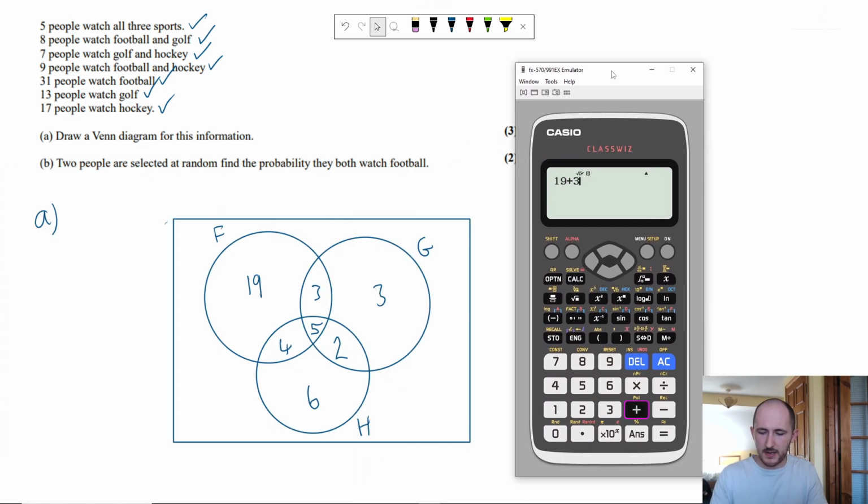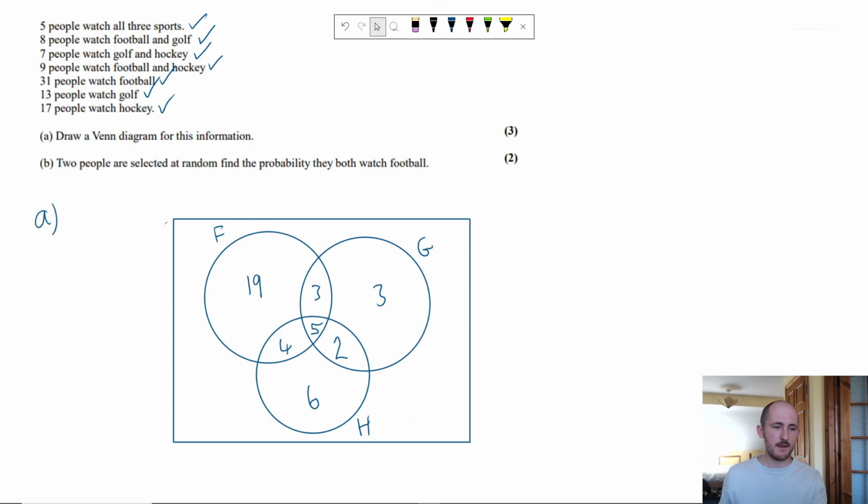19 plus 3 plus 4 plus 5. Whoops. So that's football. Plus 3, 2, and 6 for the others. So it's 3 plus 2 plus 6. Gives me 42. I want 50, which means there are 8 people who decided they didn't watch any of those sports. Hopefully that makes some sense.